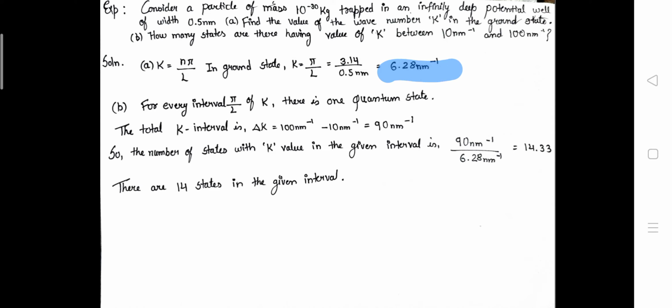Okay, now let's talk about the energy interval pi by 2 of k. Here what we have to find is how many states are there having the value of k between 10 nanometer inverse and 100 nanometer inverse. So first we will find the interval for k. For every interval of pi by L of k, there is one quantum state. So the total k interval, del k, is the difference between these two values: 100 nanometer inverse minus 10 nanometer inverse. So finally we will get 90 nanometer inverse.